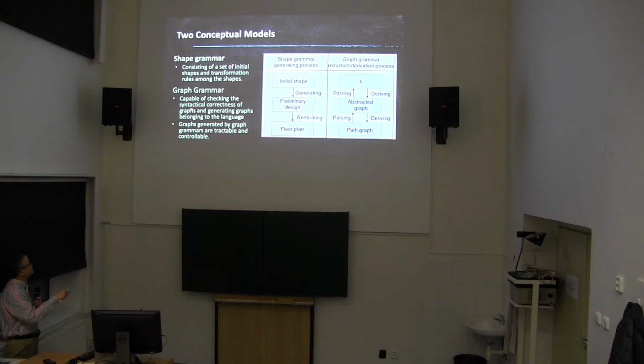So the graphs generated by graph grammar are tractable and controllable. Controllable also means that it's executable. We can actually run the generation process itself.